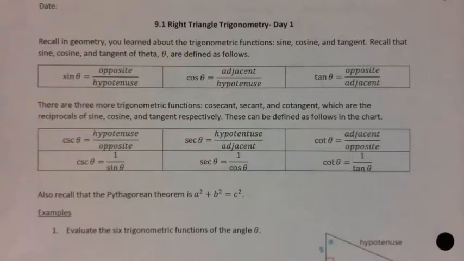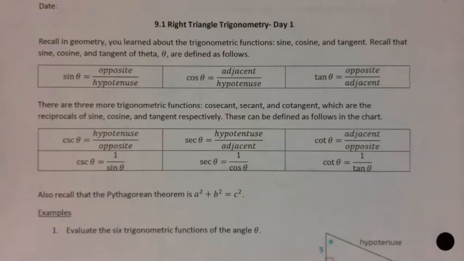Okay, so the last chapter that we're going to be covering in this class is trigonometry, specifically with right triangles. You have learned this before in geometry. There are three functions you've learned before: sine, cosine, and tangent. Remember, sine is opposite over hypotenuse, cosine is adjacent over hypotenuse, and tangent is opposite over adjacent.